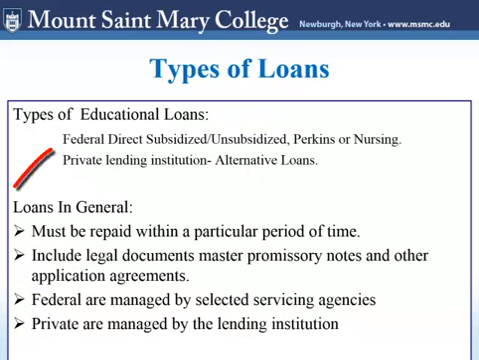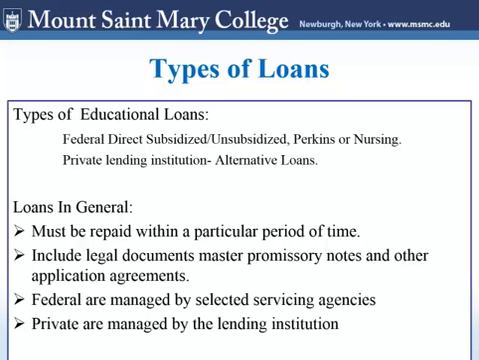We will address federal loans, which include subsidized, unsubsidized, Perkins, and nursing loans. Private loans are handled differently, but all loans require a timely repayment. Federal loans are managed by agencies selected by the Federal Direct Program, while private loans are managed by the actual lending institutions.